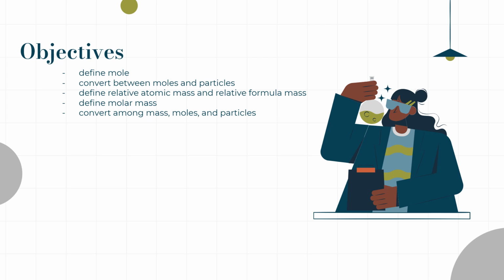And our objectives for today: we're going to define the mole. We're going to do some conversions, so have your calculators nearby. We're going to also define lots of phrases that are super similar but have some important differences. We're going to look at relative atomic mass and relative formula mass, and then also molar mass. We're going to wrap up with some more conversions, more calculator time. You might also want your data booklets.